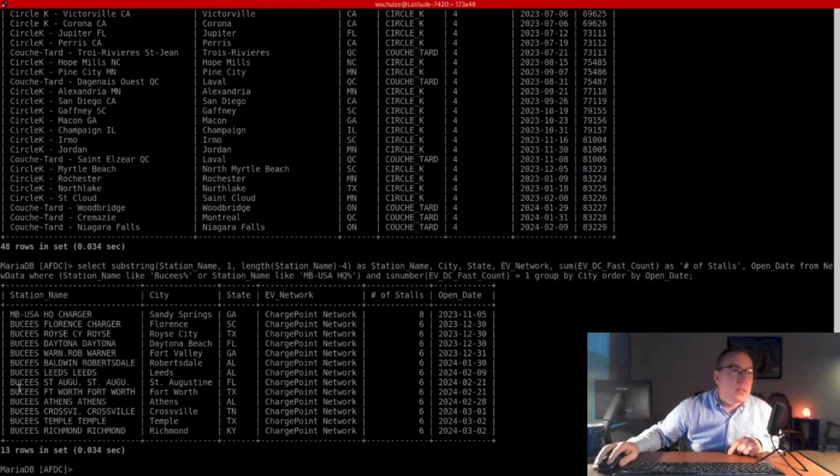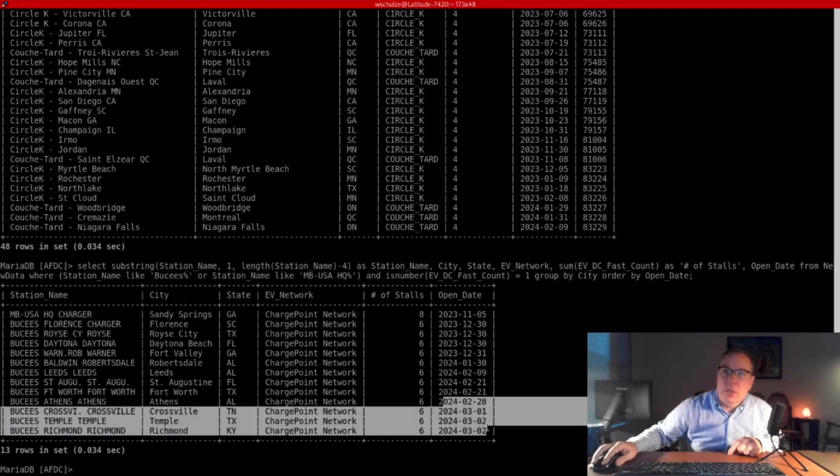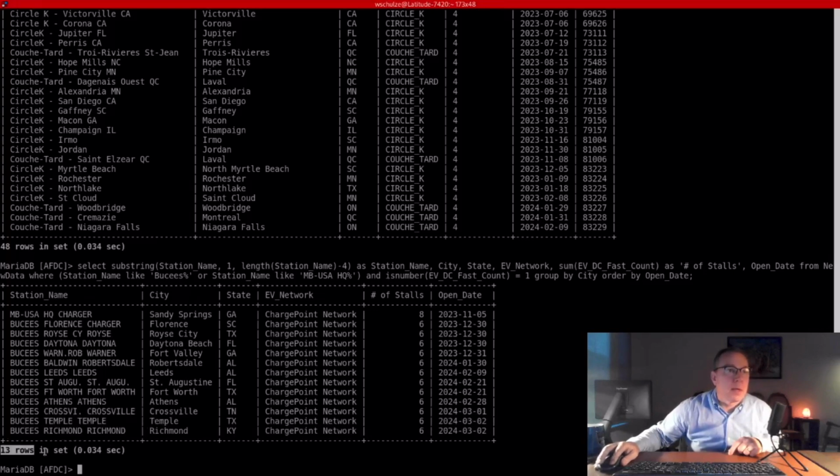These are the Buc-ee's locations. There's 13. If you look right here, they did February 28th, March 1st, March 2nd, March 2nd. So they were definitely on a building spree. And their total now is 13.